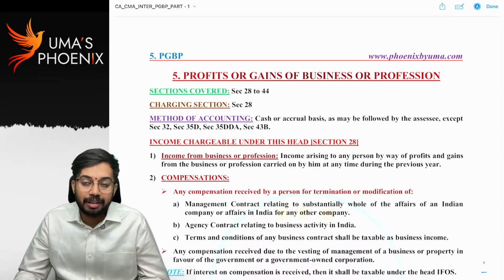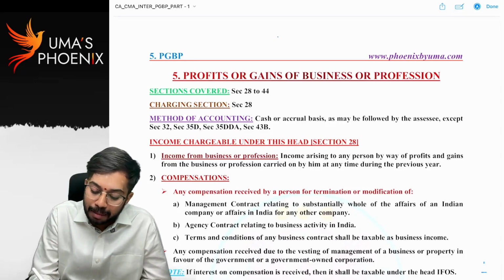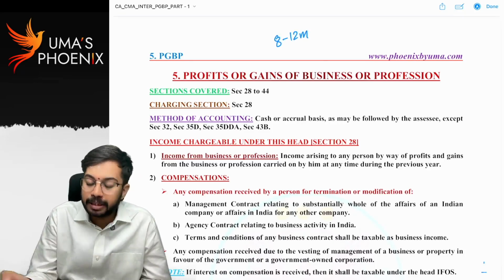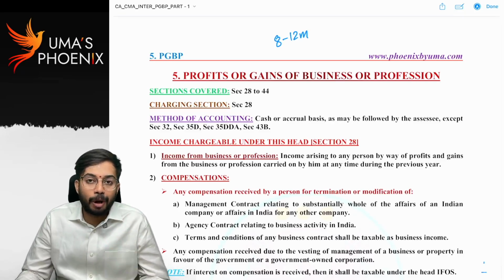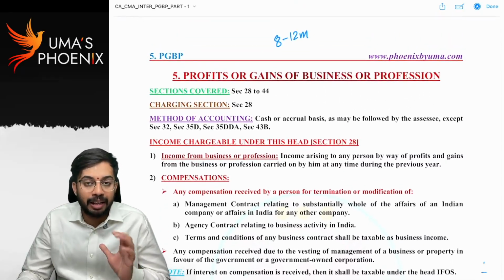Let us start. Minimum 8 to 12 marks you can expect from the PGBP chapter. In the examination, the first and compulsory problem in income tax is the total income problem. In the total income problem, the majority of the adjustments you can see from the PGBP head. That's why PGBP is very important. Another thing is, quite often in MCQs also, PGBP can be tested. So it is a very important head of income, a very important chapter in income tax.